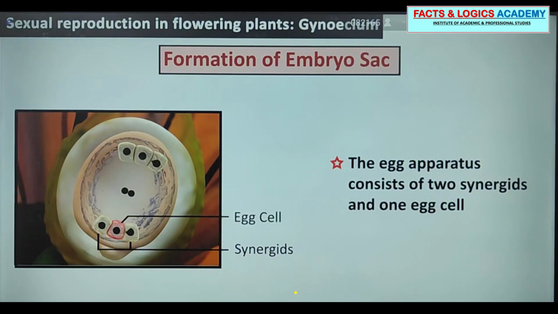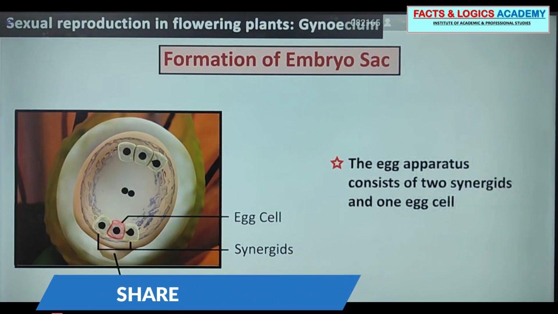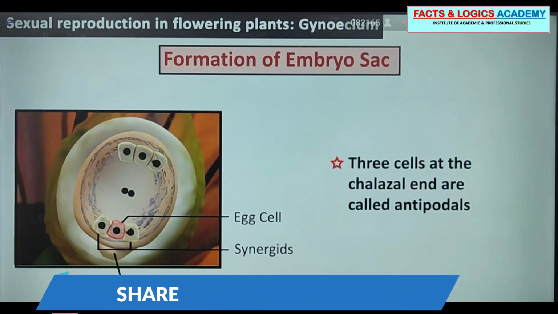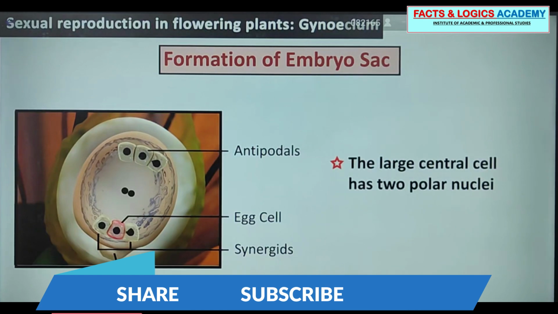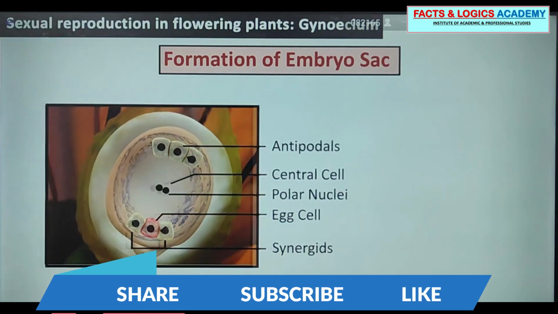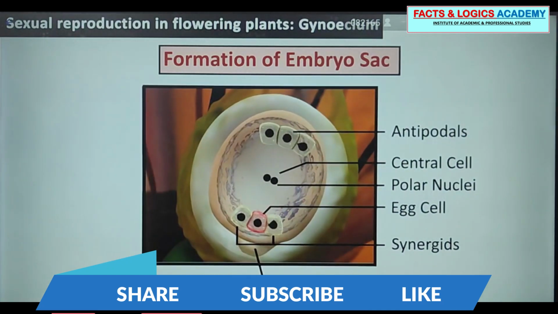The synergids have special cellular thickenings at the micropylar tip called filiform apparatus, which play an important role in guiding the pollen tubes to the synergid. 3 cells are at the chalazal end and are called the antipodals. The large central cell, as mentioned earlier, has 2 polar nuclei. Thus, a typical angiosperm embryo sac at maturity, though 8 nucleate, is 7-celled.